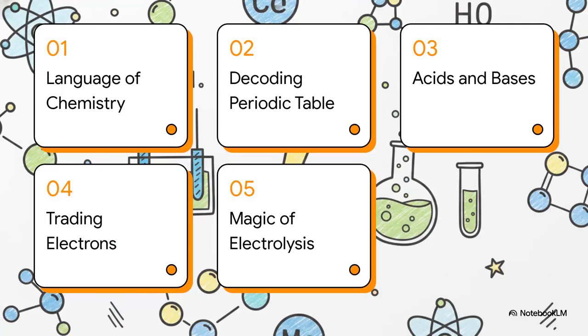Here is our roadmap for today. First, we'll cover the basic language of chemistry. Second, decoding the periodic table. Third, understanding acids and bases. Fourth, redox, where we trade electrons. And finally, number 5, the sheer magic of electrolysis. Quick and painless, let's go.